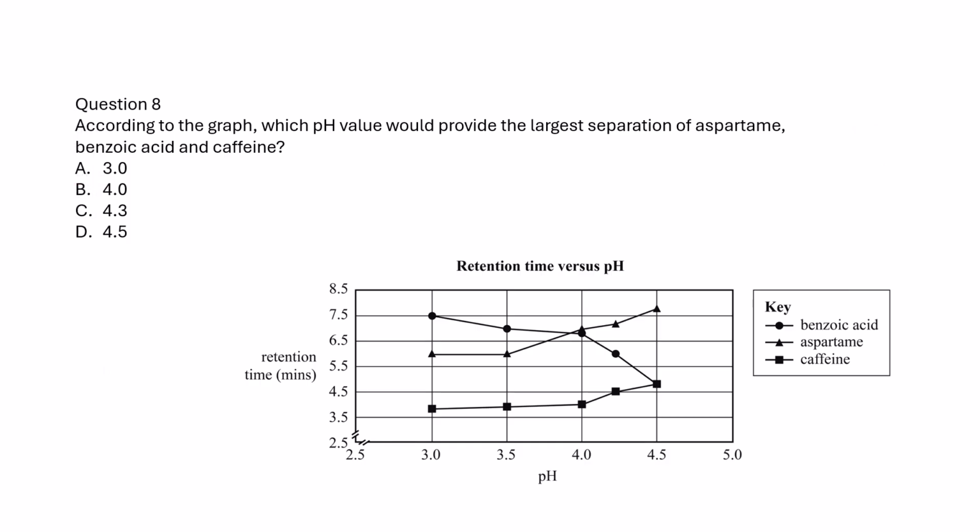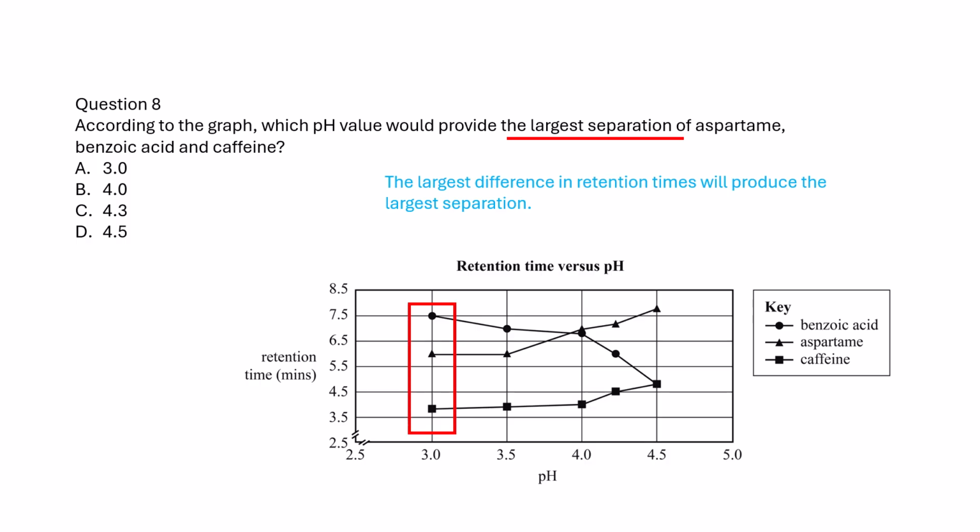The largest difference in retention times will produce the largest separation. After reviewing the graph, we find the largest difference at pH 3.0. So, A is correct.